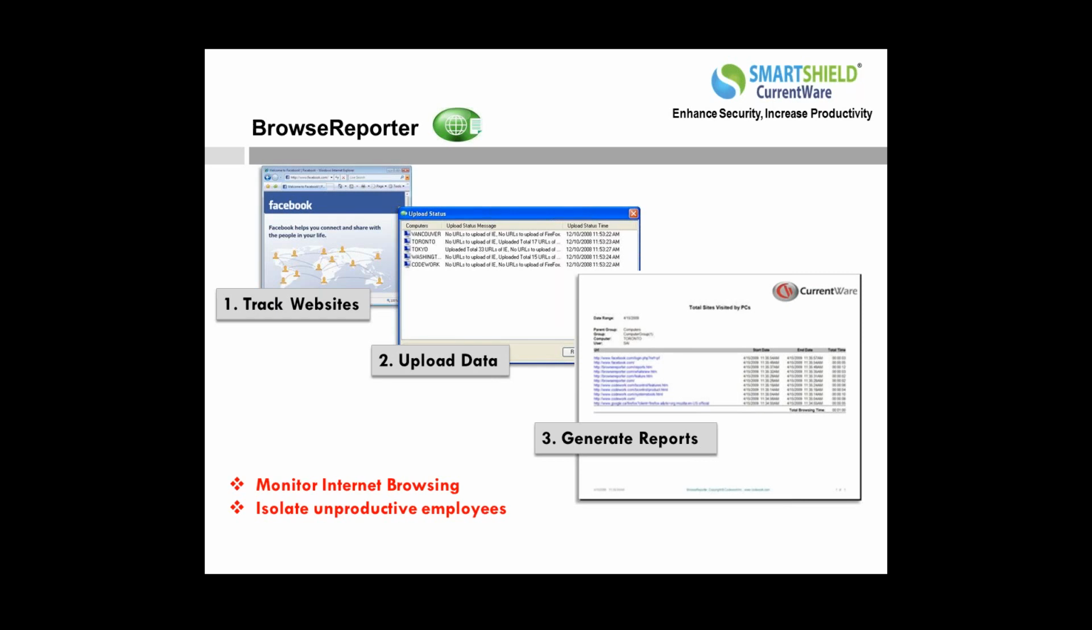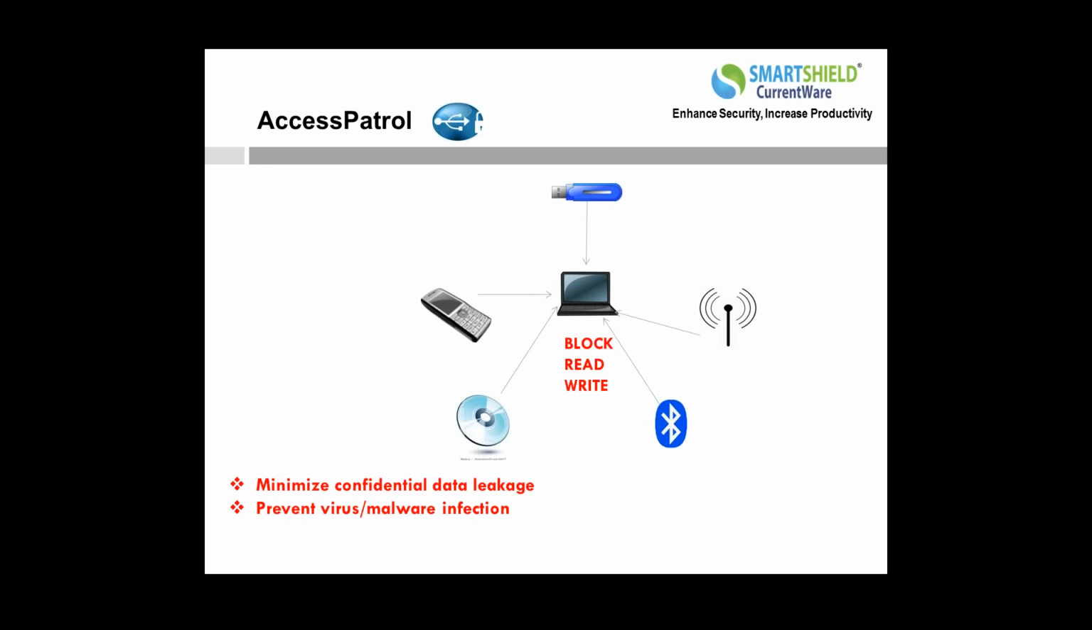The CurrentWare suite has a common controller, so all three products that you see, Browse Control, Browse Reporter, and Access Patrol, have one common controller you can use to control all the clients. So, Browse Control in a little more detail: what does it do? It restricts the internet. You can create allowed or blocked lists, so you can whitelist or blacklist websites, meaning you can have a list of only a few websites that people can go to and everything else is blocked, or you can have just a few websites you block and everything else is open.